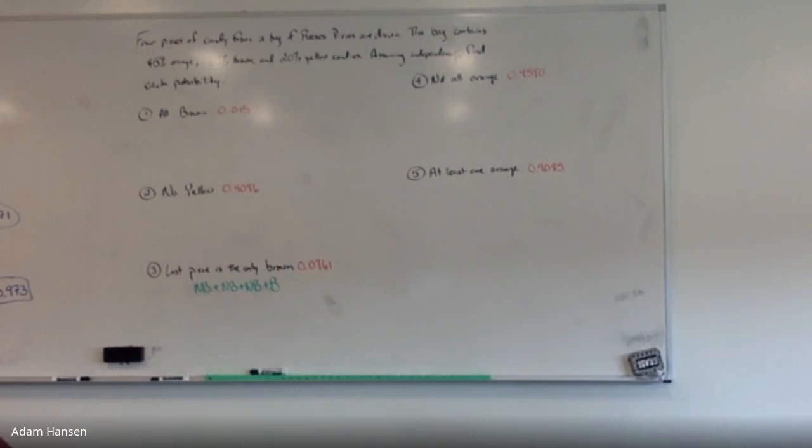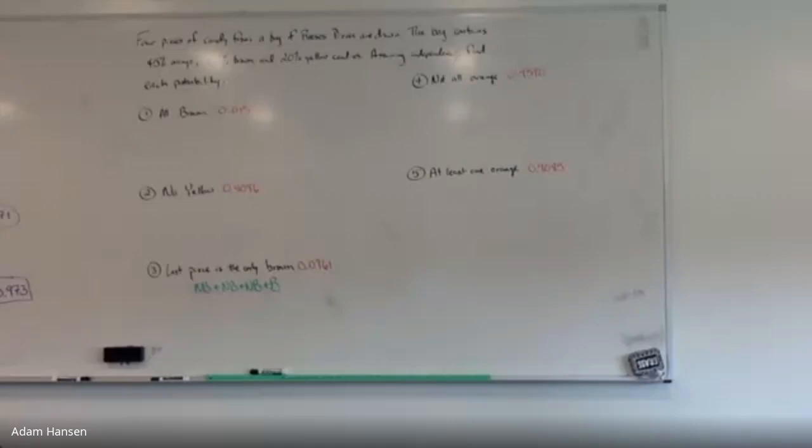Those last 2, number 4 and 5, think backwards. Not all orange means I could have 0 orange, 1 orange, 2 orange, or 3 orange. I just can't have all 4 orange, right? So exclude, subtract from 1 the probability of all 4 of them having been orange. At least 1 means all 4 can't be not orange, right?